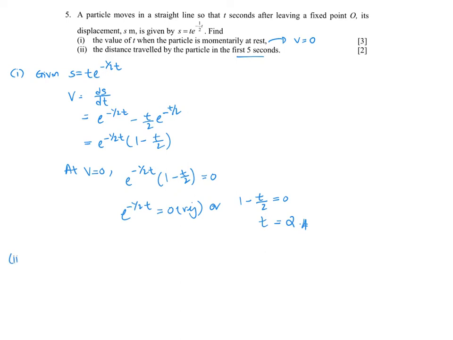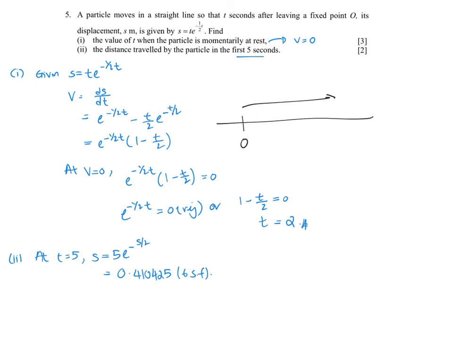Alright, for part 2, when I'm supposed to find the distance traveled by the particle in the first 5 seconds, it will be wrong for us to just do t equals 5 seconds, find our s here to be e to the power of negative 5 over 2, get the answer 0.410425 in 6 SF, and then conclude that the distance traveled is this. Why is it wrong? Because we have to understand the behavior of this particle. At the start, it's probably traveling to the right, I would say. How would I know that?